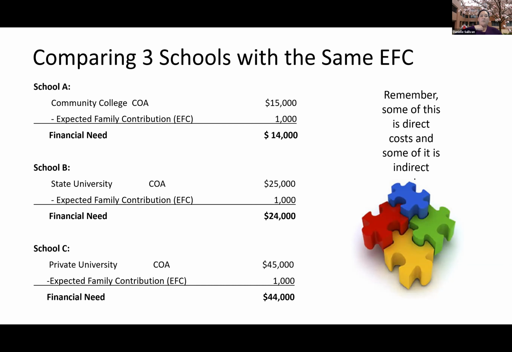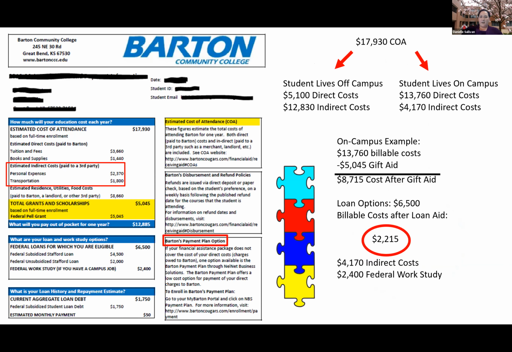Okay, let's take a look at a real life example. This financial aid offer is actually from Barton Community College. This is a real live financial aid offer. So we can go through this example with you. So some schools bill on-campus cost and off-campus costs. So in some of our examples, you're going to see two sets of numbers. One example if a student lives off campus and one example if a student lives on campus. But in this example, you'll see right at the top, the estimated cost of attendance for Barton is $17,930, and that's for 2 semesters, fall and spring.